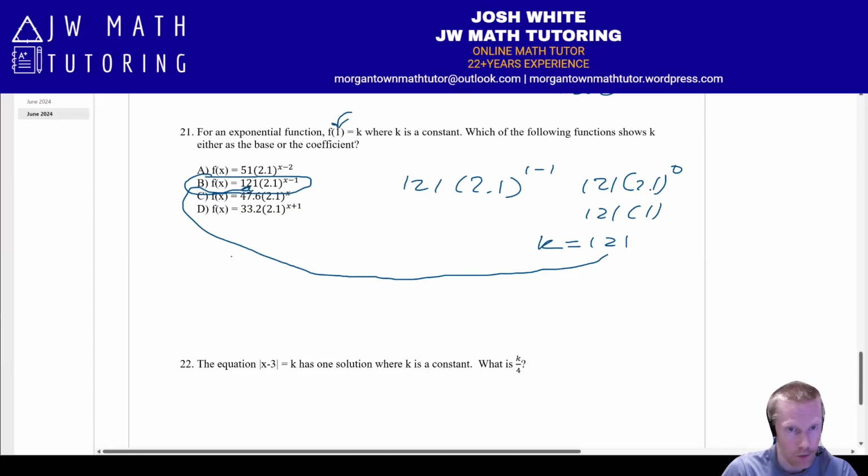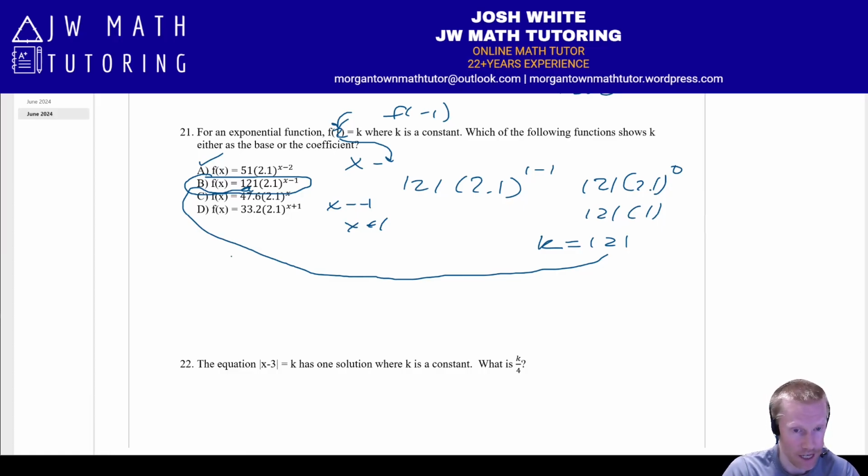Last thing to mention about this one: the trick is that whatever the x value is inside here, you're going to choose the function that has x minus that value as your answer. For example, if this was 2, then A would be the correct answer. If this was -1, then D would be the correct answer, because it's technically x minus -1, which is the same as x plus 1. So that's the shortcut to doing a problem like that.